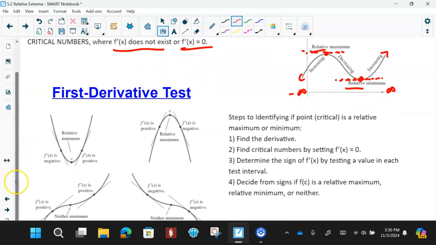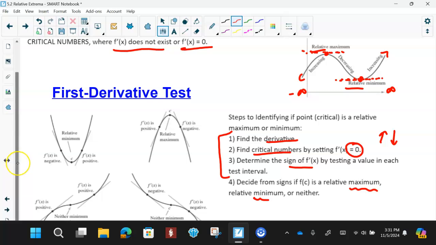So we are going to use what is called the first derivative test. Now, notice to identify our relative maximum or minimum, we have the same steps that we did in a previous lesson on identifying the increase and decrease intervals, because you have to find the derivative to find the critical numbers by setting our derivative equal to 0. We determined the sign to test each interval, whether it was increasing or decreasing. That is how we're able to identify if we have a maximum, minimum, or neither.